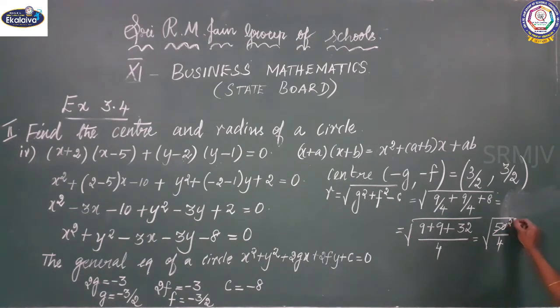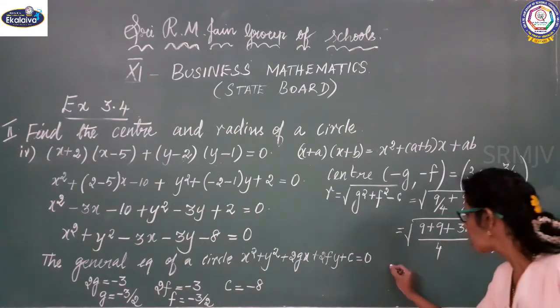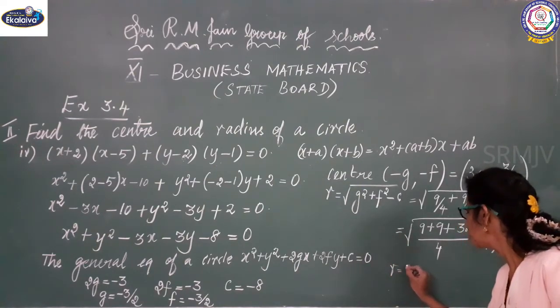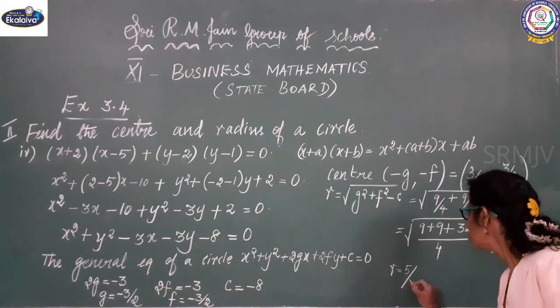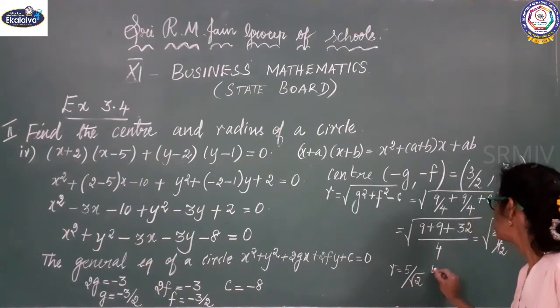Then 2 twenty-fives are 50. Then what is your r? r = 5/√2 units.